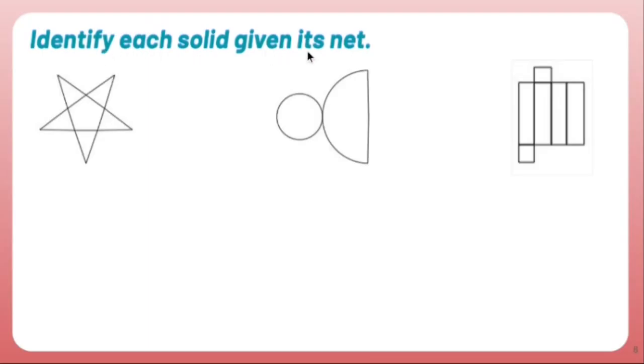Identify each solid given its net. Now, a net is basically an unwrapped version of a solid figure.